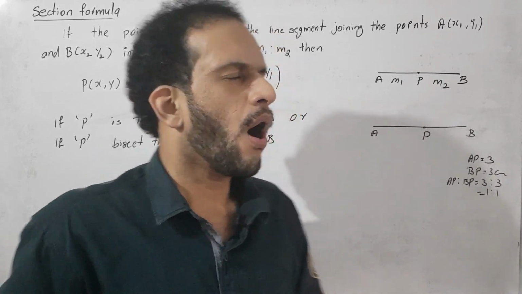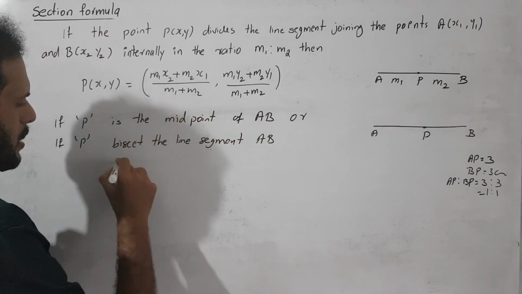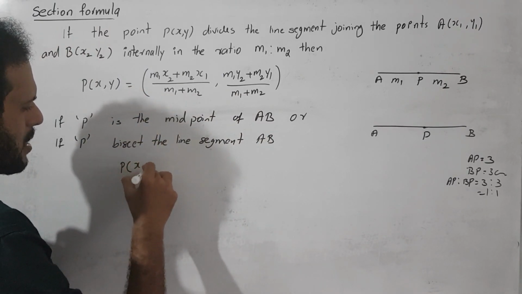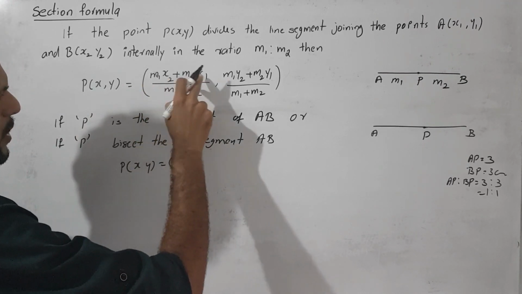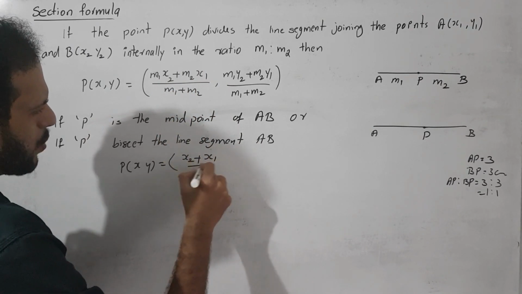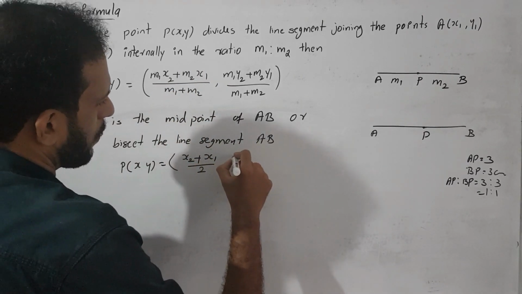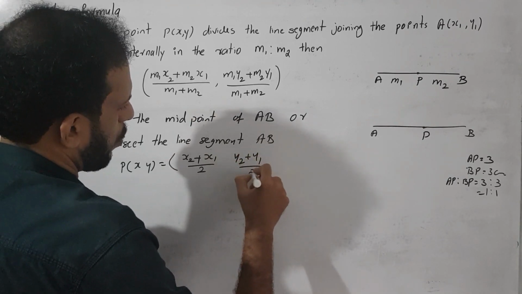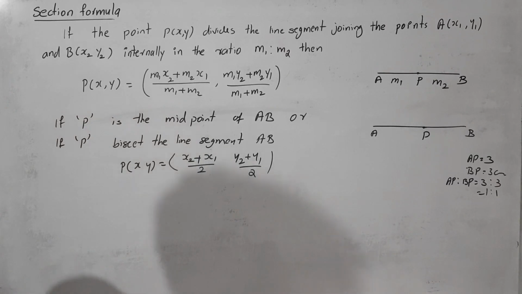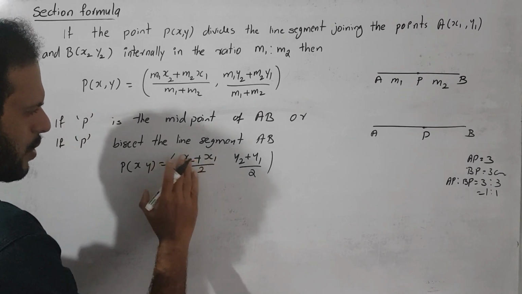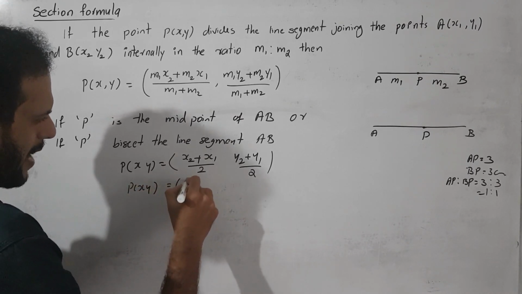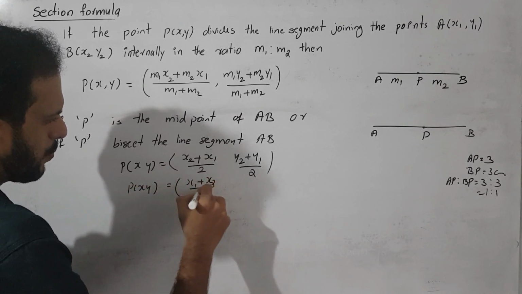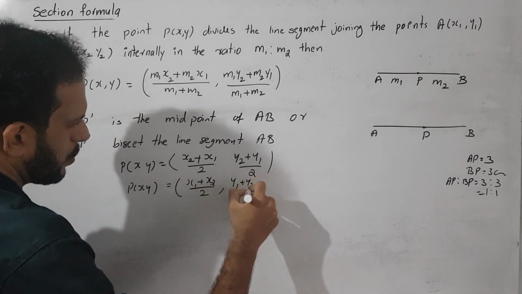Okay, that time how do we change the equation? The equation will change like this: P(x, y) is equal to, both are 1, then 1 into x2 is x2, 1 into x1 is x1, then (x2 + x1)/2, and (y2 + y1)/2. Or otherwise we say like this: (x1 + x2)/2, (y1 + y2)/2, both are same. So that is better, I think, for writing the equation as P(x, y) = ((x1 + x2)/2, (y1 + y2)/2).